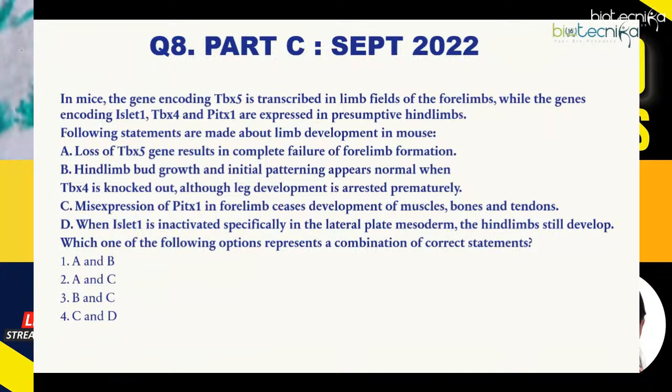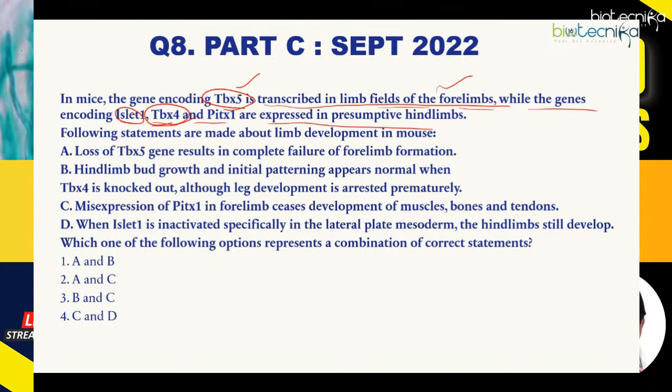Okay. Then the last question is regarding limb development. Even this is a very important concept from Unit 5C, Organogenesis. In mice, the gene encoding TBX5. Generally, TBX4 and TBX5 are involved in the hind limb and forelimb formation respectively. TBX5 is responsible for the specification of forelimbs. It is transcribed in the limb fields of the forelimb, while the genes encoding islet1, TBX4 and PITX1 are expressed in the presumptive hind limbs.